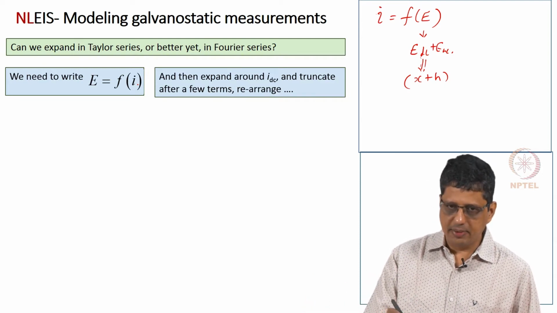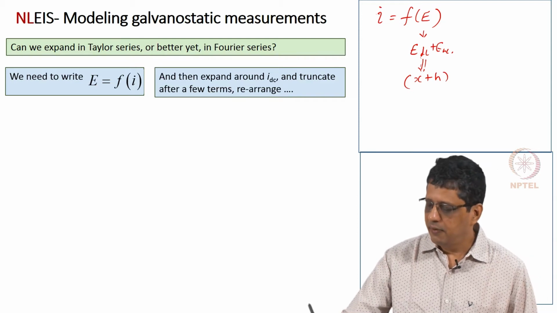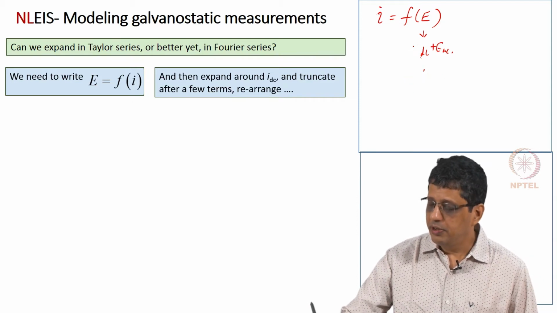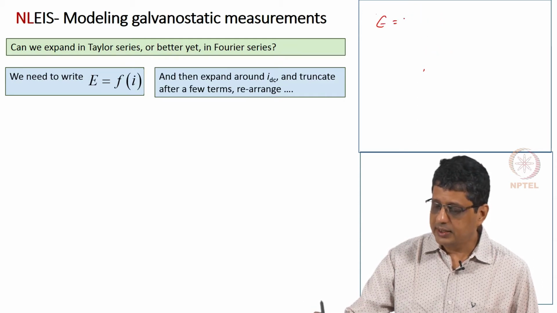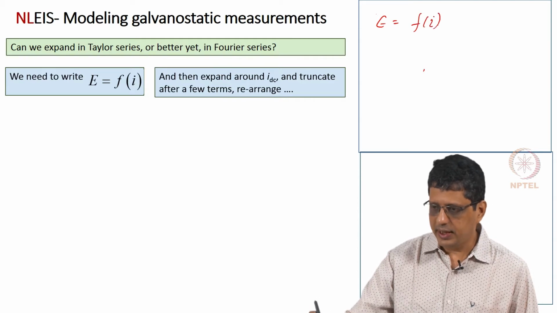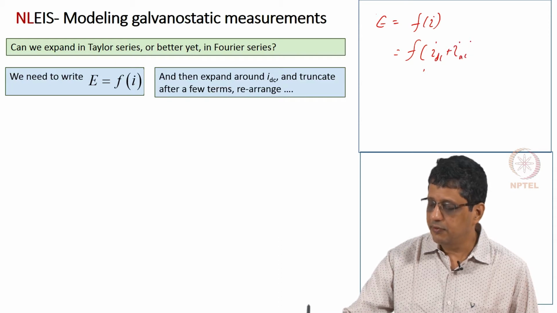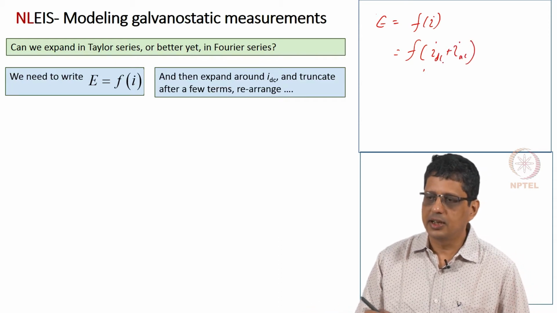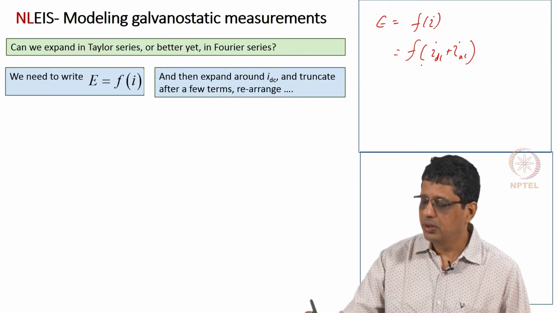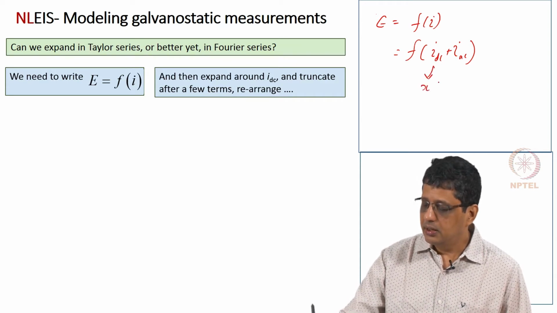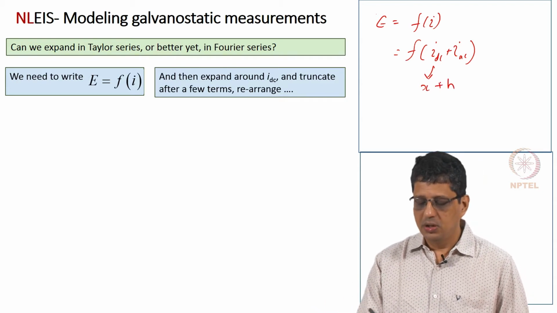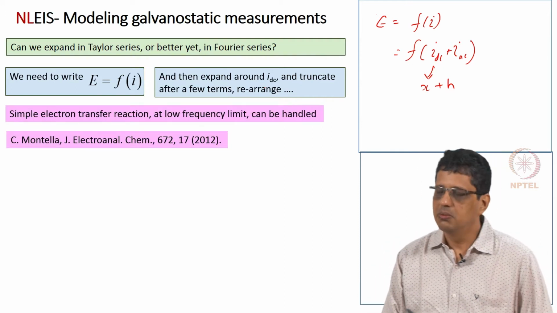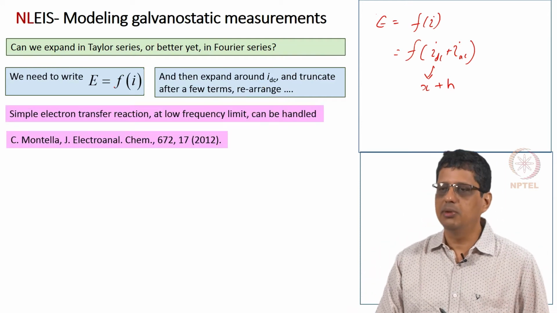Now, in order to do the same thing here under galvanostatic measurement, we should be able to write first potential as a function of current in general, and then say this can be written as IDC plus IAC for our sinusoidal current variation, and then say I can expand this in Taylor series, rearrange, and so on. The problem is, in most of the cases you will not be able to do this.